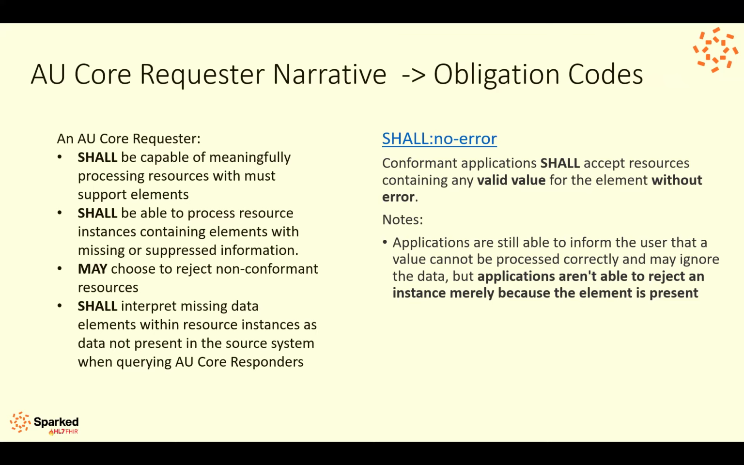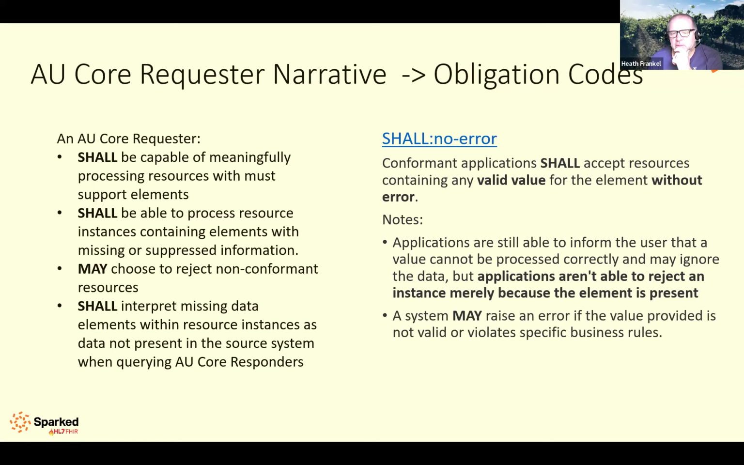Sorry, probably we can discuss it separately, but I'm still a bit confused. If the source system has an element which is must support and the requester does not have that element in the system, which means they're not obliged to support it, right? How will this be handled? I've got some examples later on. Hopefully we can dive a little bit deeper into that. That might make it easier to deal with. A system may raise an error if the value provided is not valid.